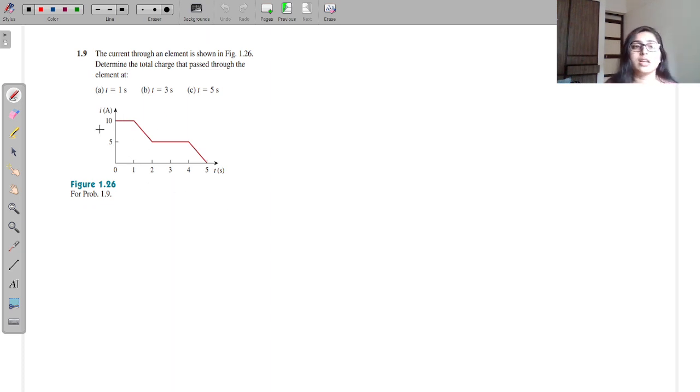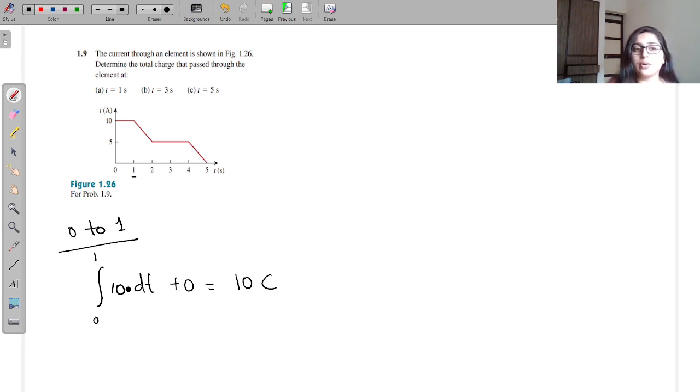Right? See, first I will solve from 0 to 1. What is the current? It is 10. What is the initial charge? It is 0 coulomb. So, 0 to 1. What is the current? 10 dt plus 0. 10t. So, obviously this will be 10 coulombs. Okay. So, this is the value at this point.